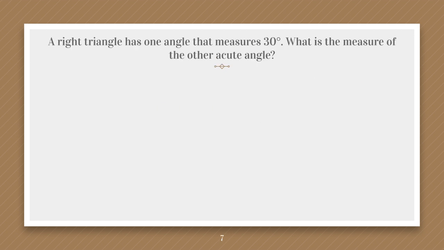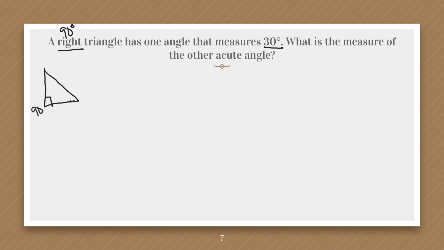Okay, so this one is a similar question as the last one. So it says a right triangle. First of all, we need to know what a right triangle is. A right triangle tells me that one of my angles is 90 degrees. So 90 degrees would have to be in my right triangle. So a right triangle has one angle that measures 90 degrees. What is the measure of the other acute angle?